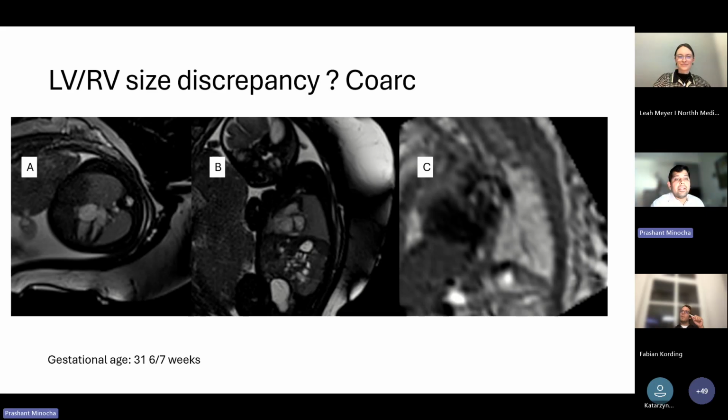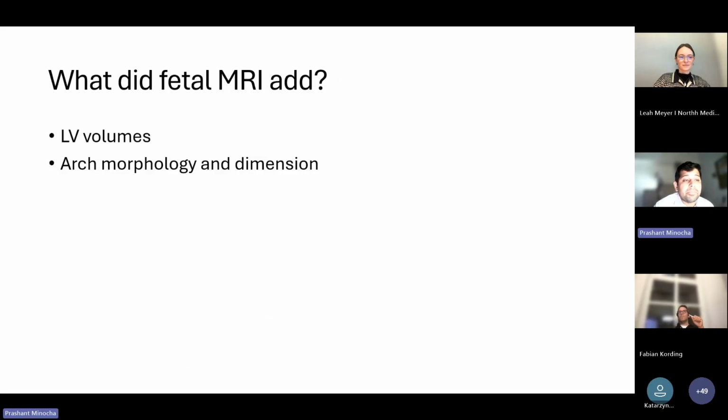And here you can see the black blood images showing displacement of the left subclavian and a suggestion of a posterior shelf. This patient did have coarctation postnatally, and we were able to reassure the team that the LV would be adequate. So this patient went on to have a coarctation repair, but had adequate LV size for biventricular circulation.